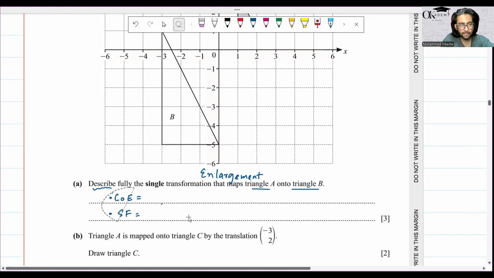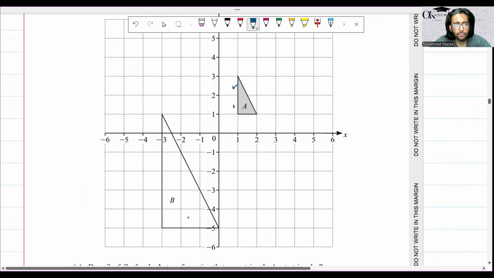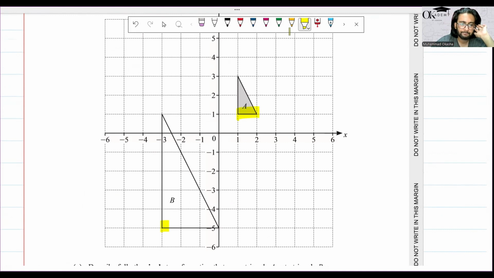You can't just start off by writing a center of enlargement and a scale factor without saying that it is an enlargement. The first thing to state is that it is an enlargement. So we need to find the center of enlargement and the scale factor. Scale factor is simple. Take the corresponding sides. This side was initially 1, and then you enlarged it, you stretched it, and it turned into 3. This is the corresponding side, so the scale factor is 3.